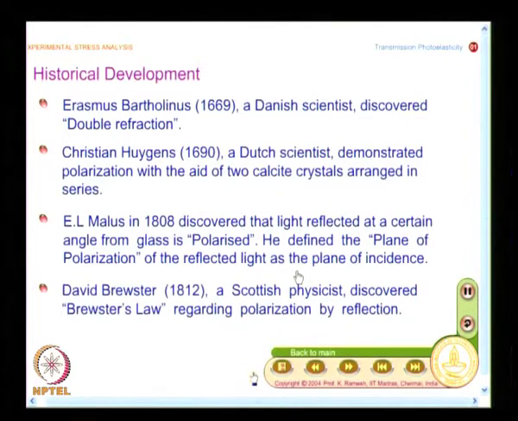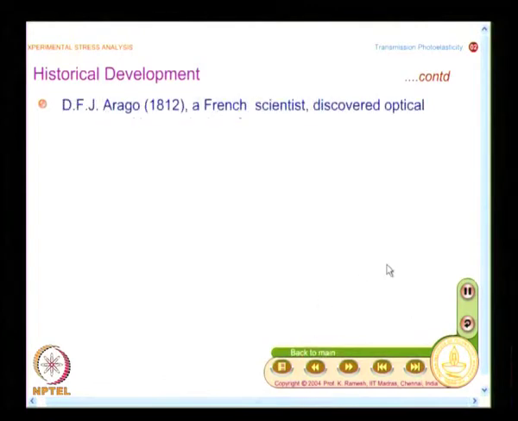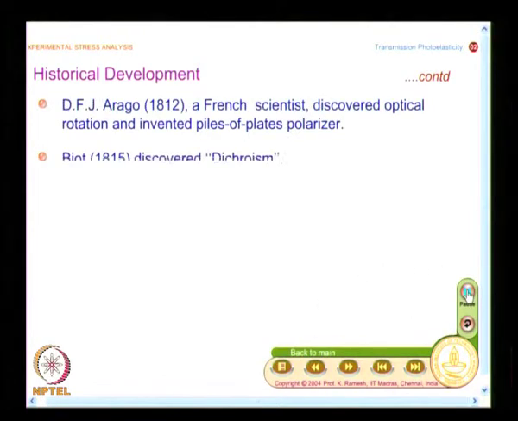And then what happened? Then what all development that took place? You also had Arago in 1812, he invented optical rotation, that you will understand when you look at a half wave plate, it behaves like a rotator, and he invented the piles of plates polarizer. He invented a new form of getting a polarized beam of light, and Biot in 1815 discovered dichroism.